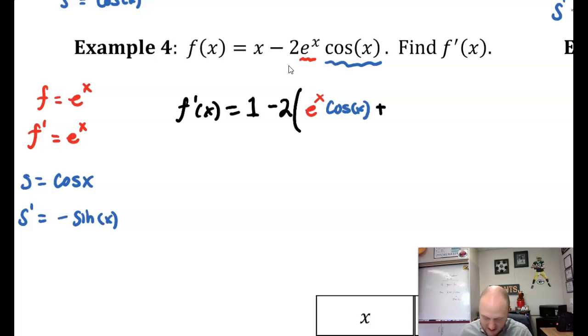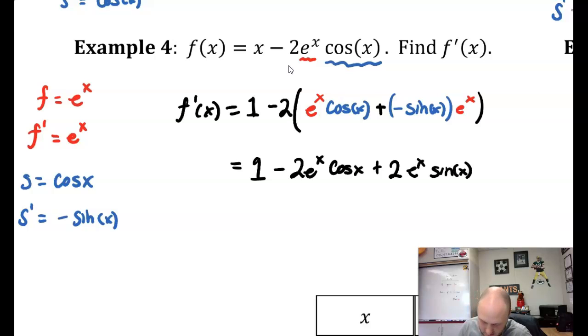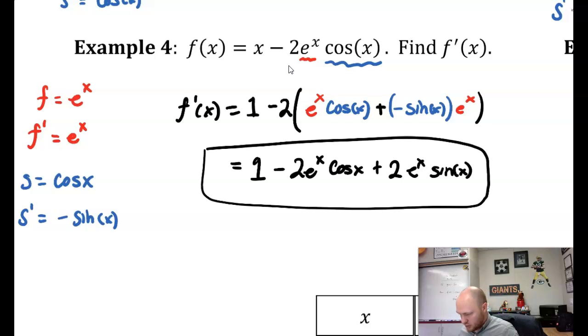Okay, plus the derivative of the second, which is negative sine of x, which I'll put in parentheses just to keep that negative separated, times the first function, times e to the x. Okay? And we can go ahead and clean this up. So this is 1 minus 2e to the x cosine of x. And we have a negative 2 times a negative, which gives us a positive 2. And I'll just move that e to the x to the front. Sine of x. Okay? There is our derivative.